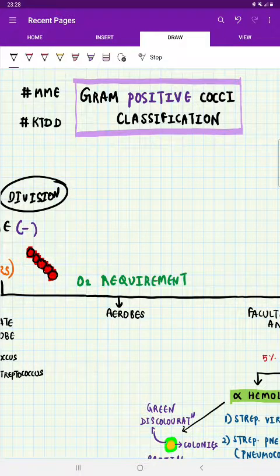Now, in the previous video, we discussed the gram-positive cocci classification, and specifically we discussed Staphylococcus. Now, in this video, we will discuss Streptococcus.